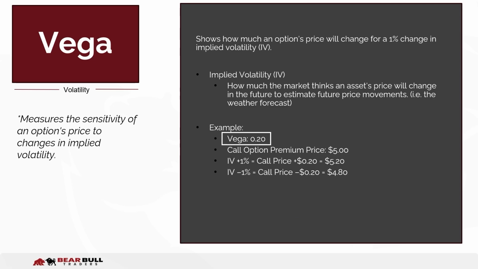Let's say we have a Vega of 0.2 and a call option premium price of $5. If the implied volatility, or IV, increases by 1%, the call price will increase by 20 cents. Our new call option premium price will be $5.20. If the IV decreases by 1%, the call price will decrease by 20 cents. The new call option premium price will be $4.80. Vega will be higher when IV is higher. This is something you will see when there is a catalyst like earnings season. And just like theta, Vega only affects the extrinsic value of an option contract.